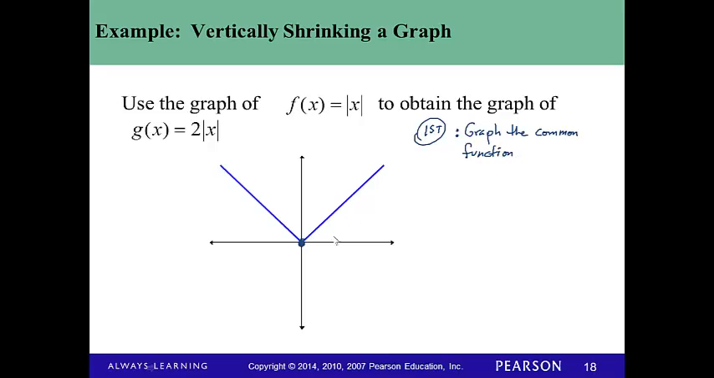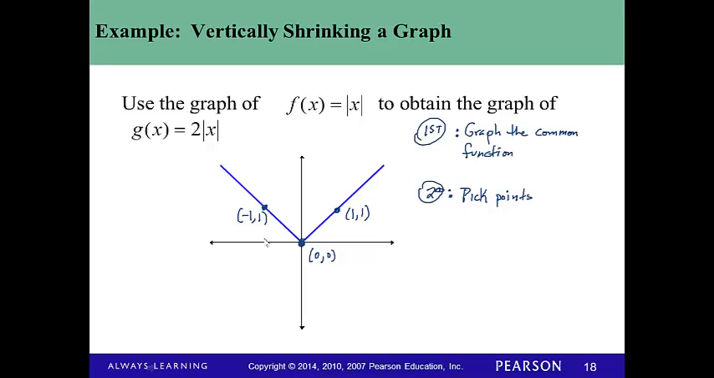Okay, so graph the common function, which they did for us. And then the second thing is go ahead and pick some points. So we want to pick points that are off this graph. So I had (0, 0). What about (1, 1) and (-1, 1)?